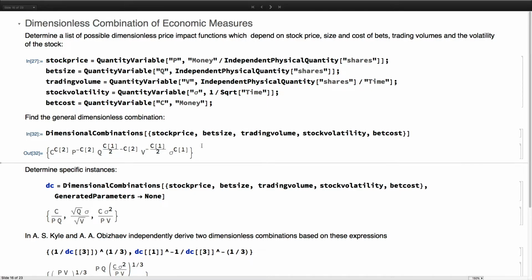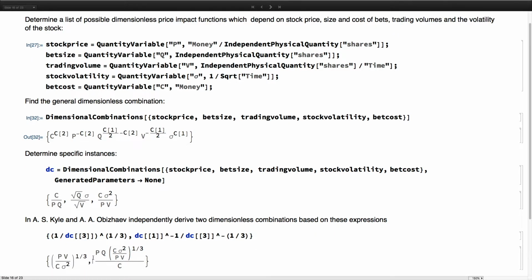If we don't specify that we want generated parameters none, it'll give us a general solution for the dimensional combinations. Any value of C1 or C2 that we put up here will yield a dimensionless expression. But if we specify generated parameters none, we'll get the lowest order solutions. And we can see that we can construct the expressions they got out of these general solutions. This is just the reciprocal of their first expression, the reciprocal of that 3rd solution with the cubic root. And their second expression is just that combined with the first solution.